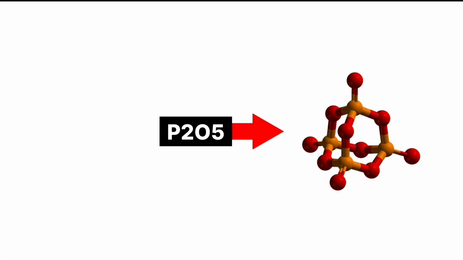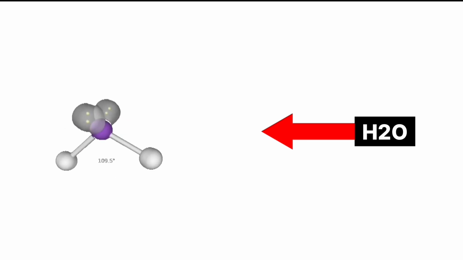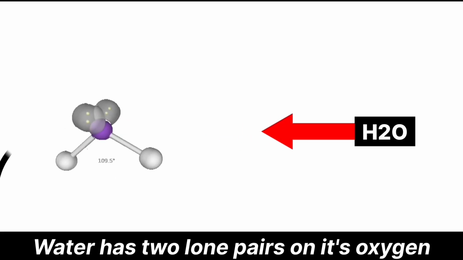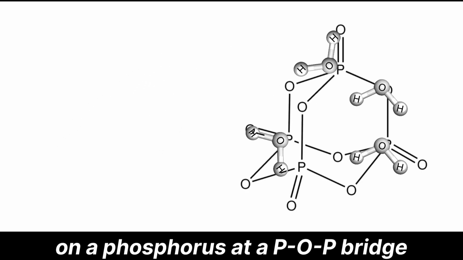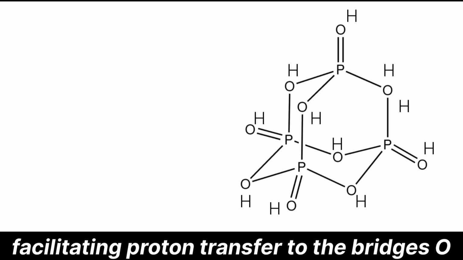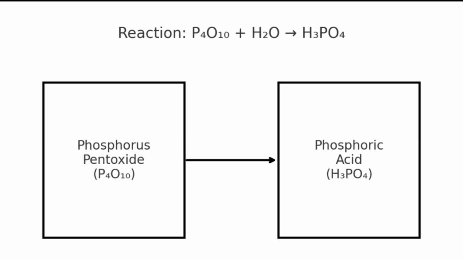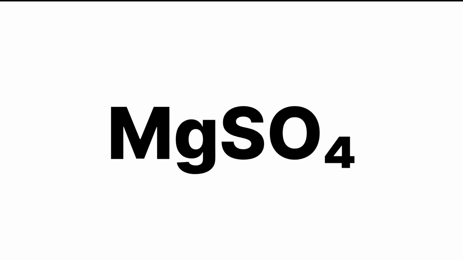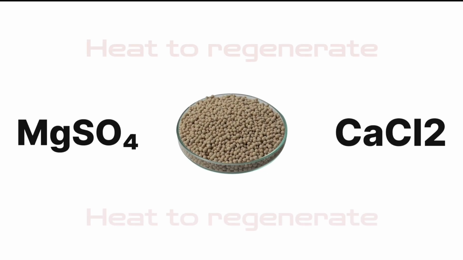Phosphorus pentoxide, as I mentioned in my video about phosphorus, is considered one of the most powerful desiccants known. It doesn't just absorb water, it chemically binds it, forming phosphoric acid. One drawback, however, is that phosphorus pentoxide cannot easily be regenerated once it has reacted. That's why more practical desiccants for routine use include magnesium sulfate, calcium chloride, or molecular sieves. They are weaker but can be reused.